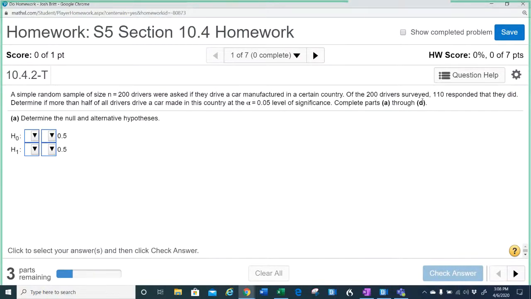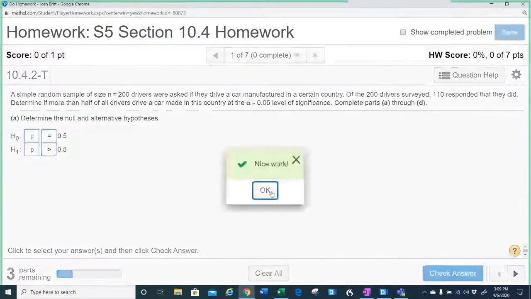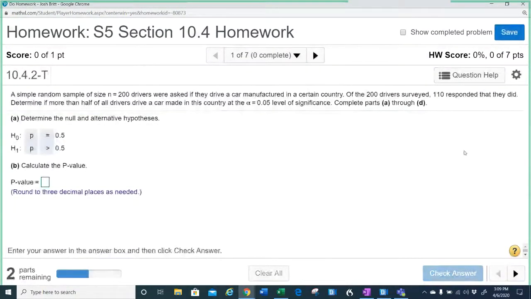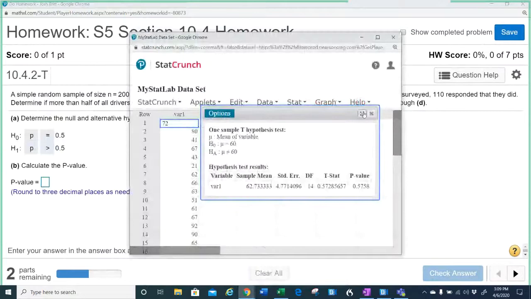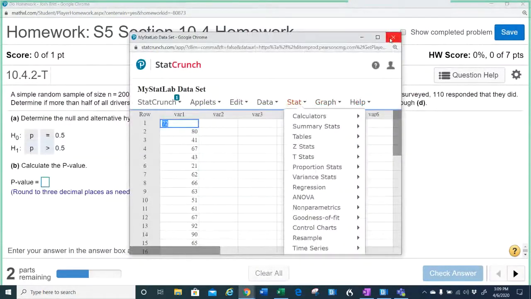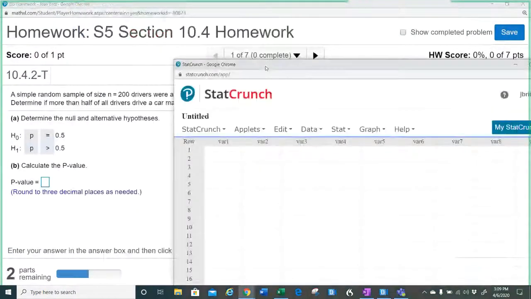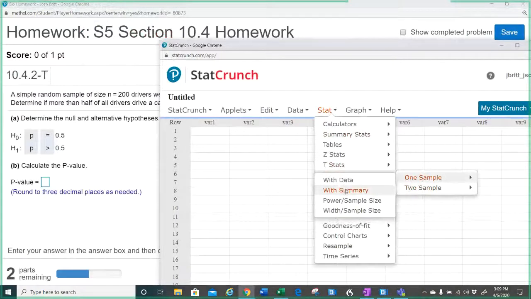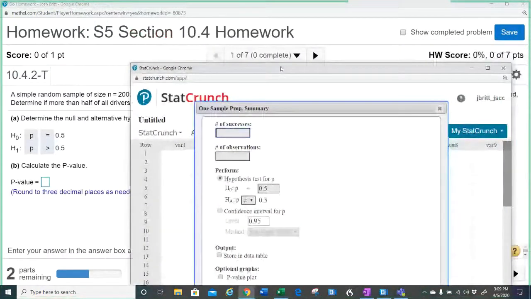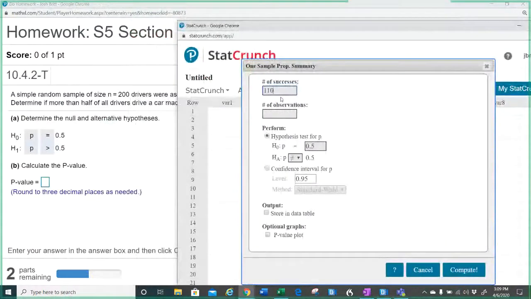Of the 200, 110 responded they did. Determine if more than half, so we're dealing with proportion, so equals a half and more than half. P-value. Just close it out. That crunch. That's proportion stat, one sample with summary. So we had 110 over 200. Half, more than half.